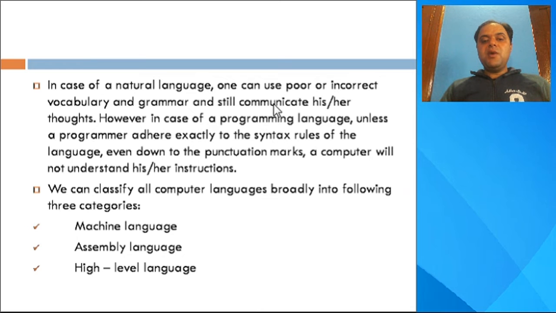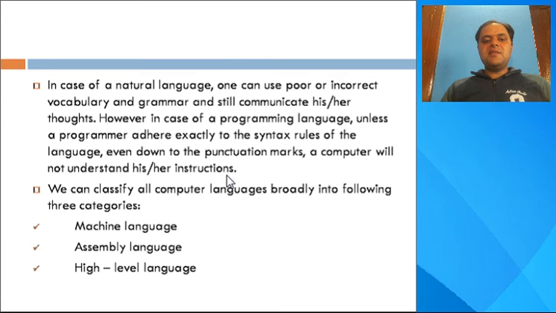In case of a natural language, one can use poor or incorrect vocabulary and grammar and still communicate his or her thoughts. However, in case of programming languages, unless a programmer adheres exactly to the syntax rules of the language, even down to the punctuation mark, a computer will not understand his or her instruction. In natural language, when we communicate with each other, we can use grammatically incorrect words and sentences to communicate. Still we can understand because we use our common sense.